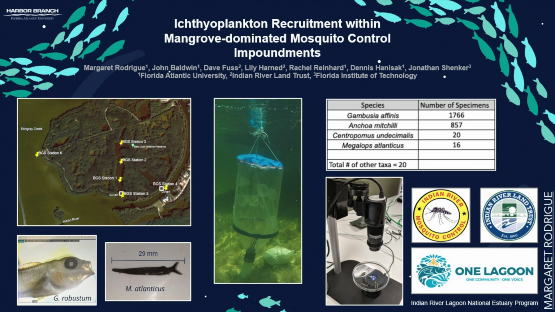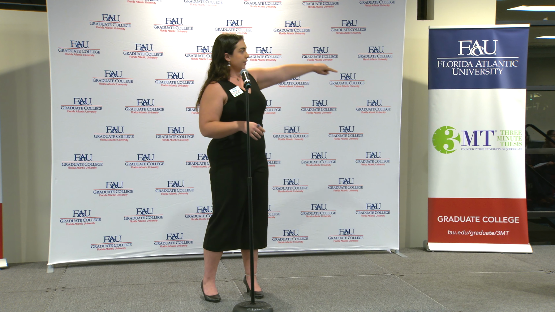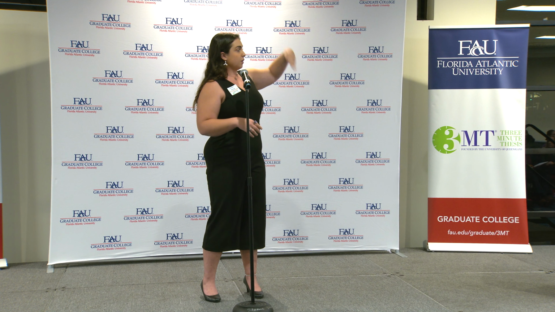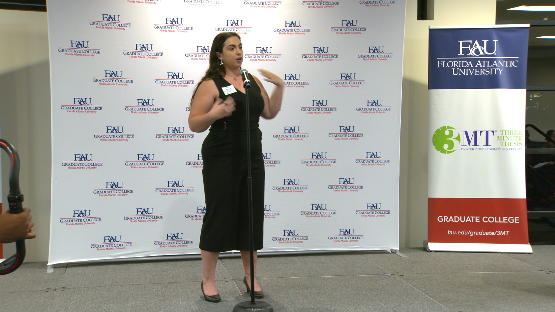So, as we can see in the diagram to the far right, that's one of my impoundment sites. And so you can see there's a dike around the outer edge of the mangroves, and then within the dike there are ditches which are periodically filled with water to inhibit these mosquitoes from laying their eggs.